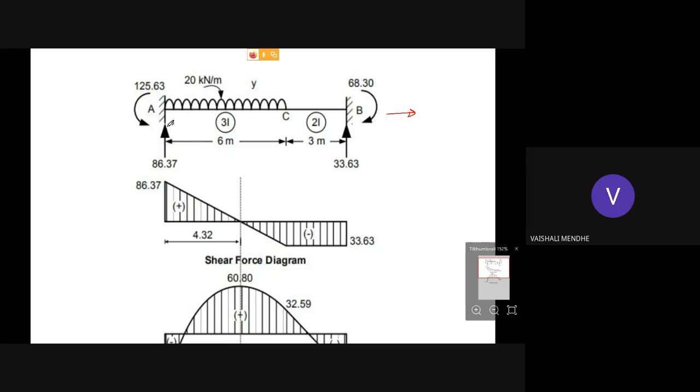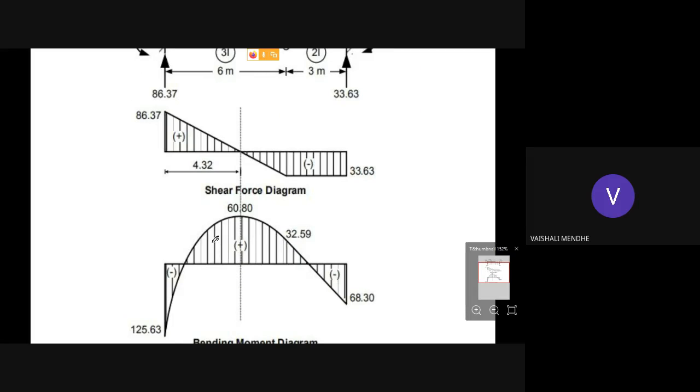Hogging moments also. Then this is the partial loading. This is the actual structure. So you can plot the shear force diagram and the bending moment diagram. So you can find the reactions. Once you get the reactions, you can find this x value, 4.32, by using the similarity of triangles, and then you can plot the bending moment diagram.